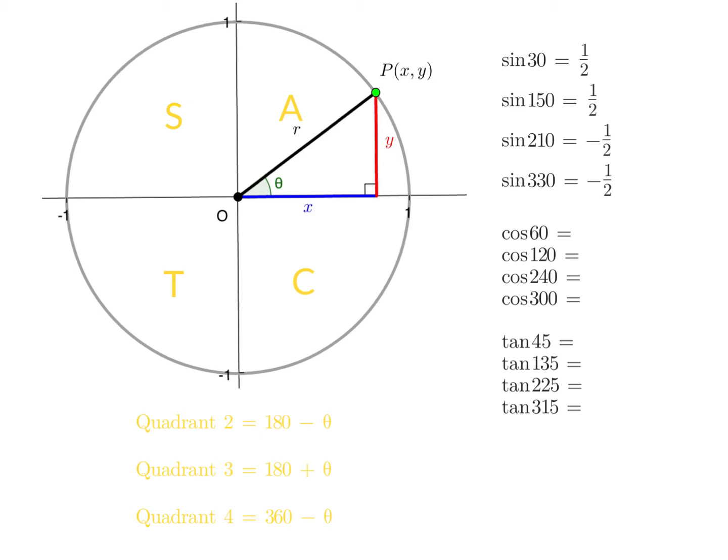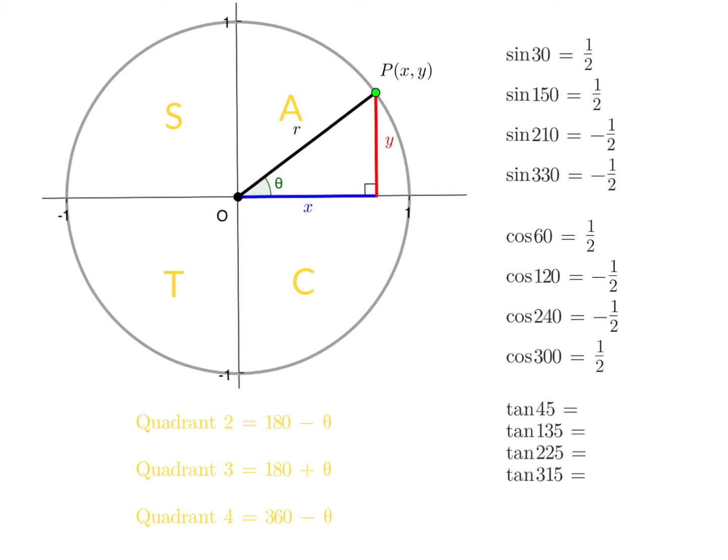Check out the little quadrant information. So we had sine 30. So quadrant 2 is 180 minus 30, which is 150. Quadrant 3 is 180 plus 30, which is 210. And quadrant 4 is 360 minus 30, which is 330.